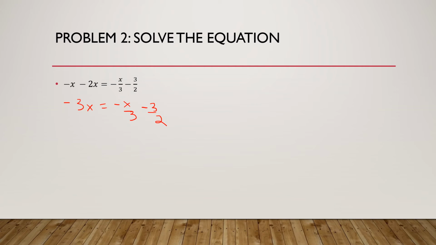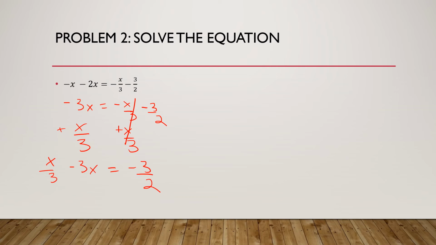So let's bring our variable here from the right hand side to the left hand side, the equal side. So we're going to have to add x over 3 plus x over 3 here. Cancel that out. So now we're going to have x over 3 minus 3x equals negative 3 over 2.